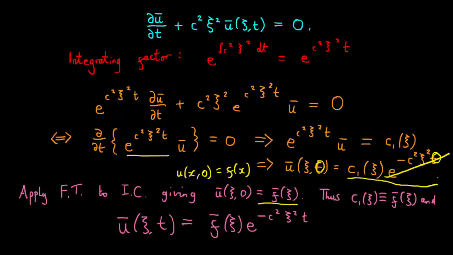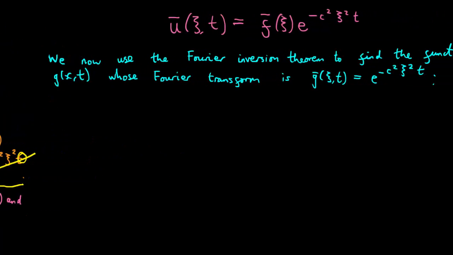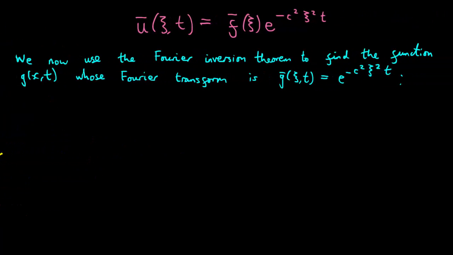So that's the first step of our plan that we detailed on the strategy part of the video done. So now we progress to the second bit, which is to say, can we find the inverse Fourier transform of the function e to the minus c squared psi squared t. So in order to do that, we're going to use the Fourier inversion theorem to find the function that we'll call g, whose Fourier transform is this function that we've called g bar of psi and t.